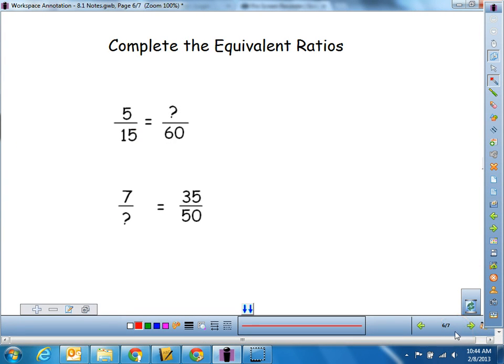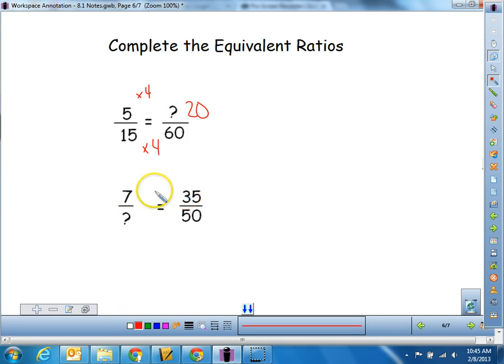One other thing we're going to have to be looking at here is equivalent ratios. It's the same thing as equivalent fractions. So you know how to do this. Just like before, how did we get from 15 to 60? Well, hopefully you recognize that we took it times 4. 15 times 4 equals 60. If we took the bottom times 4, we've got to take the top times 4. This should be 20.